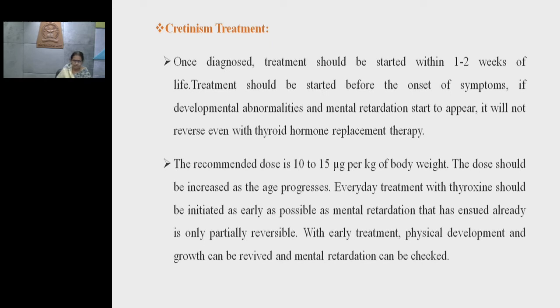Then, treatment of cretinism. Once diagnosed, treatment should be started within 1 to 2 weeks of life. Treatment should be started before the onset of symptoms. If developmental abnormalities and mental retardation start to appear, they will not be reversed even with thyroid hormone replacement therapy. The recommended dose is 10 to 15 μg per kg of body weight.